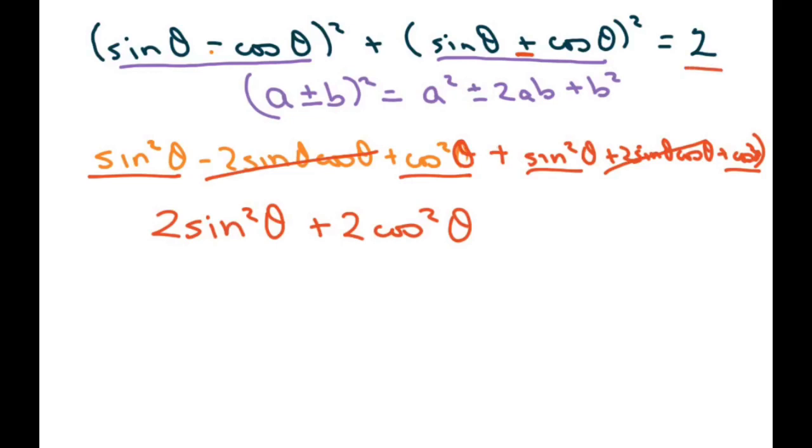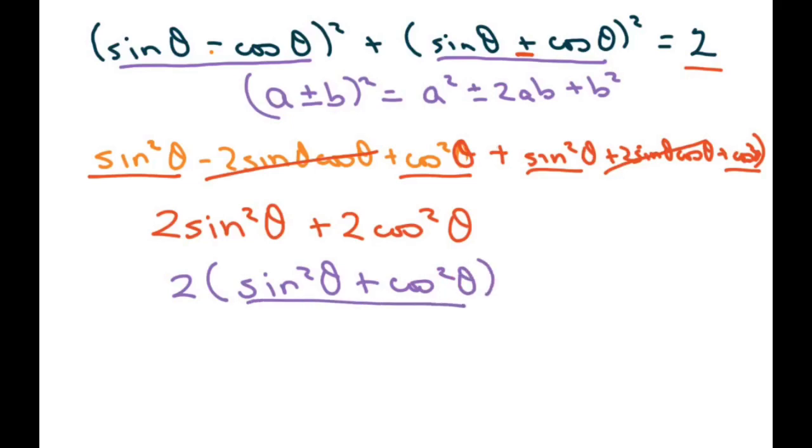Now we need to get a 2 here. I'm going to factor out a 2. I get sine squared of theta plus cosine squared of theta. This equals 1. It's a Pythagorean identity, so we get 2 times 1, which equals 2. So we proved that identity.